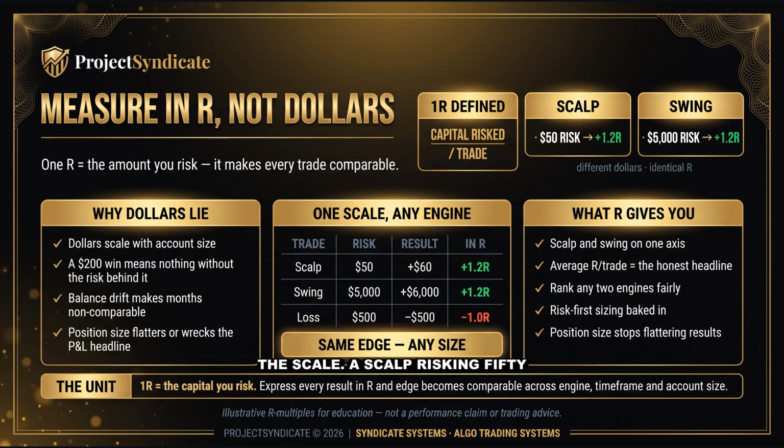Look at the scale. A scalp risking $50 and a swing risking $5,000 both return plus 1.2R. Wildly different money, identical edge. A full loss is always minus 1R by definition. Same edge, any size. Once every result is expressed in R, a scalp and a swing sit on one axis. Position size stops flattering the numbers, and average R per trade becomes the honest headline. R is the ruler the rest of this lesson measures with.